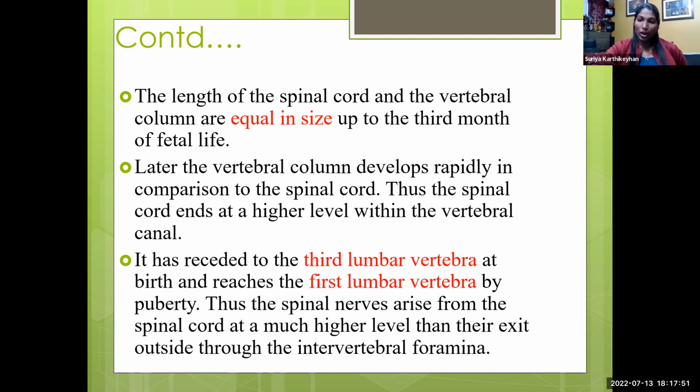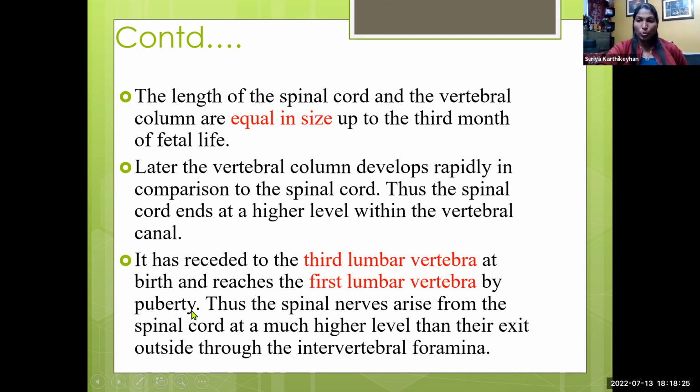That's why, at birth, the vertebral column is still growing, but the spinal cord ends at the level of L3. When it reaches puberty, it will be at the level of L1. So the spinal cord and the vertebral column are equal in size up to the 3rd month of fetal life. Later, the vertebral column develops rapidly in comparison to the spinal cord. Thus, the spinal cord ends at a higher level within the vertebral canal. It has receded to the 3rd lumbar vertebra at birth, and it reaches around the 1st lumbar vertebra by puberty.